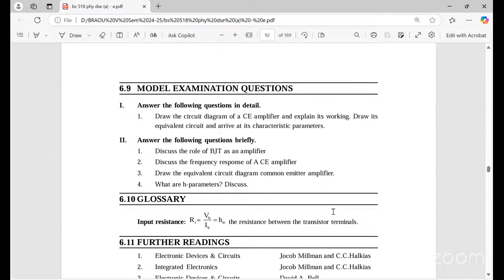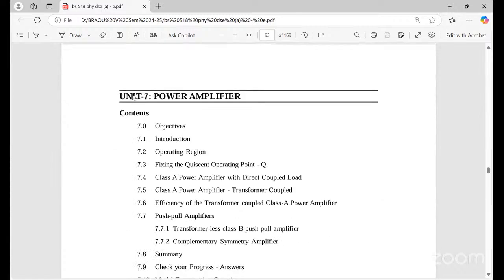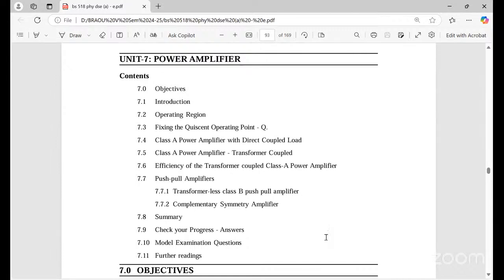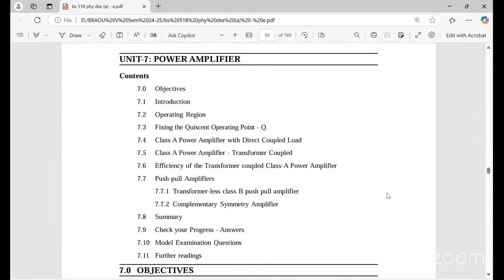So here, you can go through the previous class: what is class A, class B and class C amplifiers. Coming class, next week we will go for power amplifiers. Okay. I will explain it through the PPT. In this power amplifier: fixing the quiescent operating point, what is the class A power amplifier, direct coupled load and transformer coupled load, differences between these two, what is the push-pull amplifier, like that.